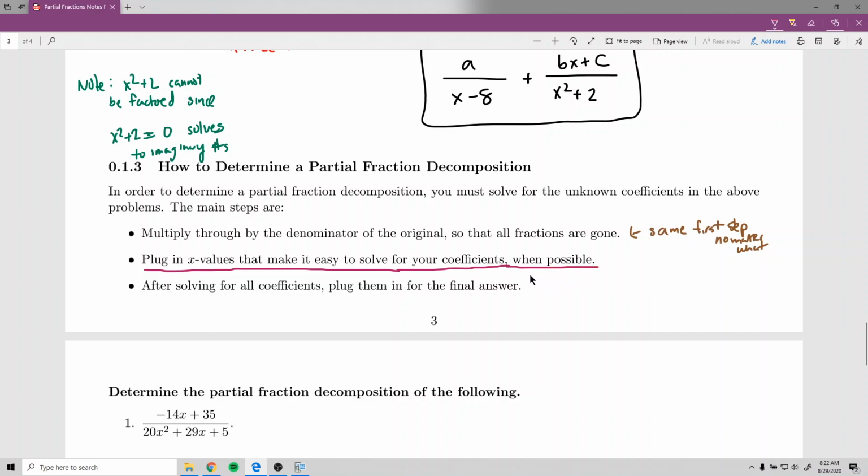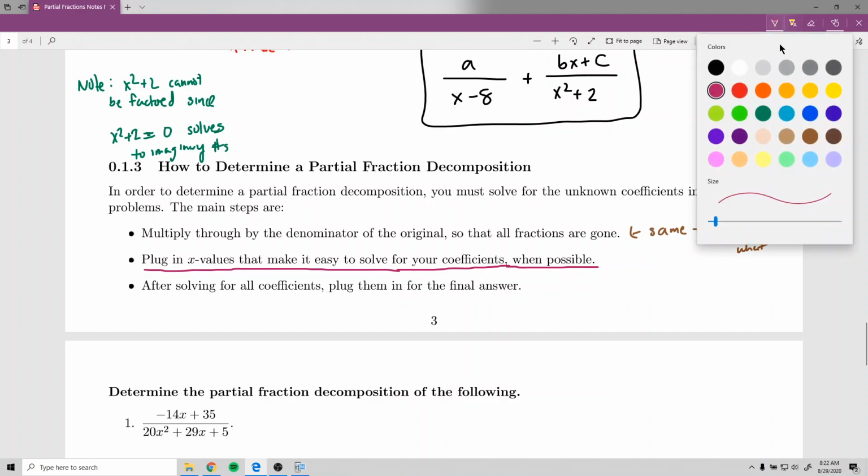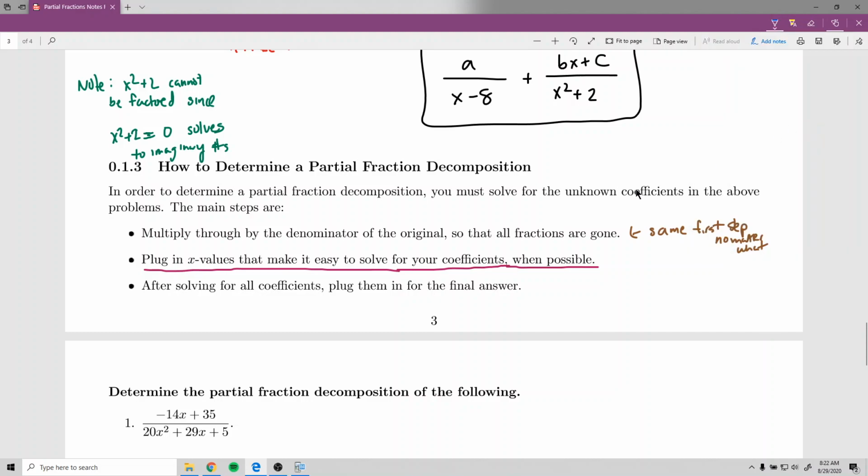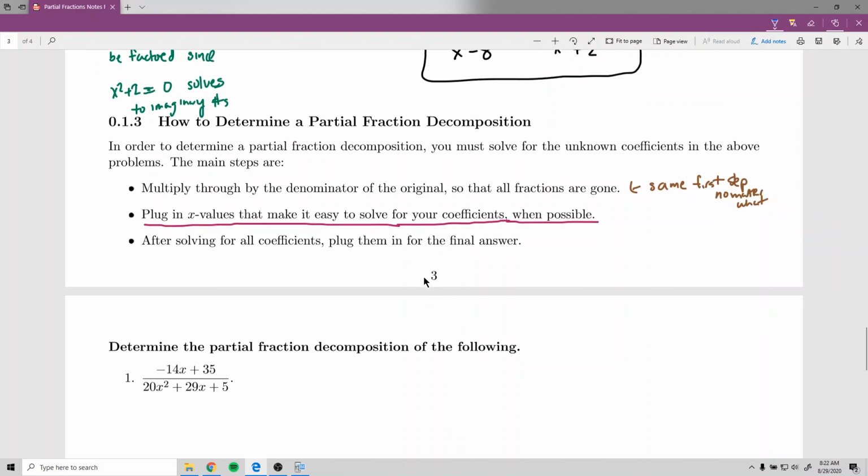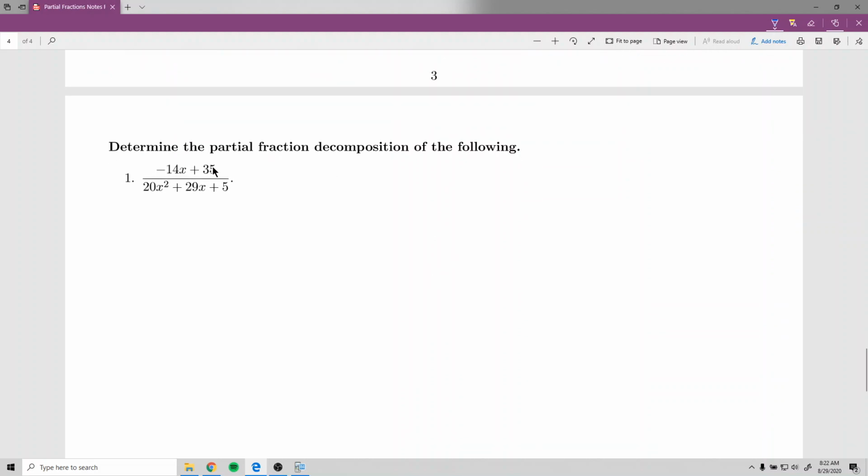Now, sometimes you can plug in numbers that don't make it super easy to solve for your coefficients, but you can still do it this way. The reason why this way is shorter than the other ways is if you do it the other ways, you don't have this benefit of making it easier sometimes. But then once you solve for your coefficients, you plug them into your final answer and you're done. All right, so let's go ahead and look at this.